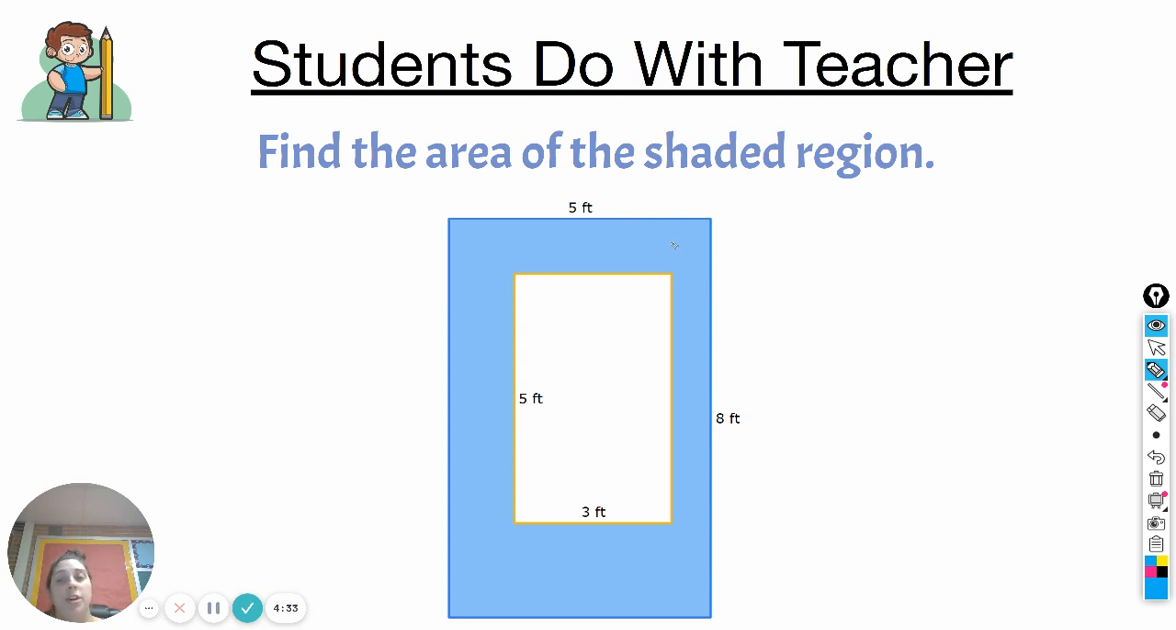Find the area of the shaded region. So this time we have a blue rectangle, and we've put a white rectangle on top of it, and we're saying we're taking away this part of the blue rectangle. What is left? So first we need to find the area of the big rectangle, take away the area of the small rectangle, and that'll give us the area of what's left. So we're going to take 5 and 8. Remember, we multiply to find the area, so we need to do 5 times 8. I'm going to give you a moment to solve 5 times 8. So you could count by 5s 8 times.